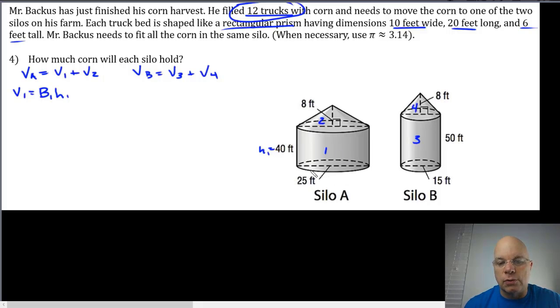H1, the height of the cylinder, is 40 feet, and the area of the circular base will be the area of this circle with this 25-foot diameter. Since this 25 feet is pointing to this dashed line, and the dashed line goes all the way across the circle, that's the diameter. The radius would be half that, which would be 12.5 feet. So the area of base 1 is equal to pi r squared.